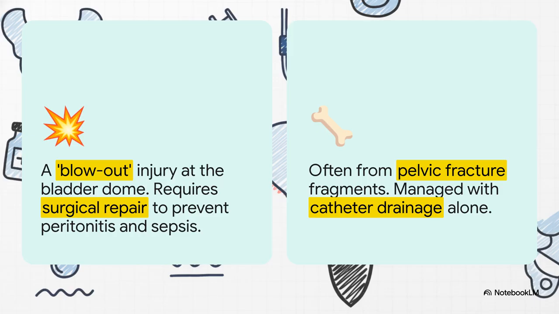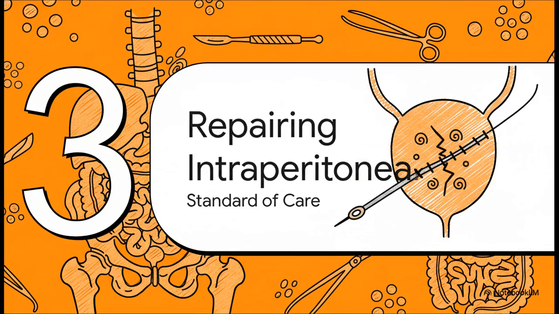On the other hand, an extraperitoneal rupture is more often caused by bone fragments from a pelvic fracture, and these can frequently be managed non-operatively just with catheter drainage. That brings us right into Section 3, which details the standard of care specifically for those intraperitoneal bladder ruptures.